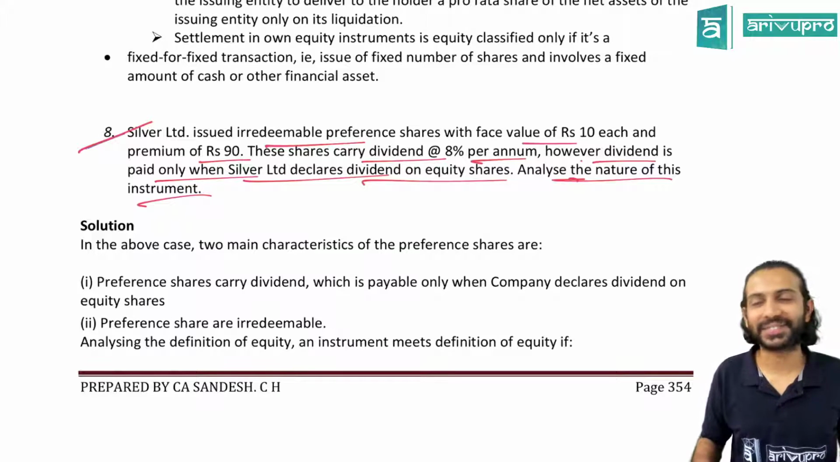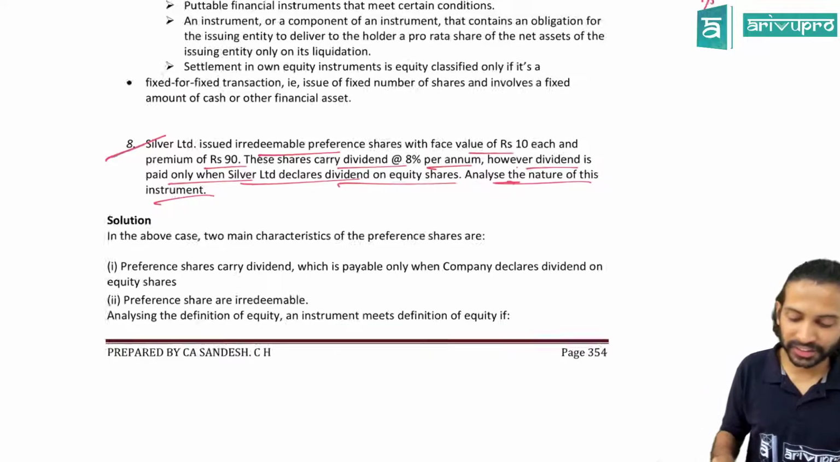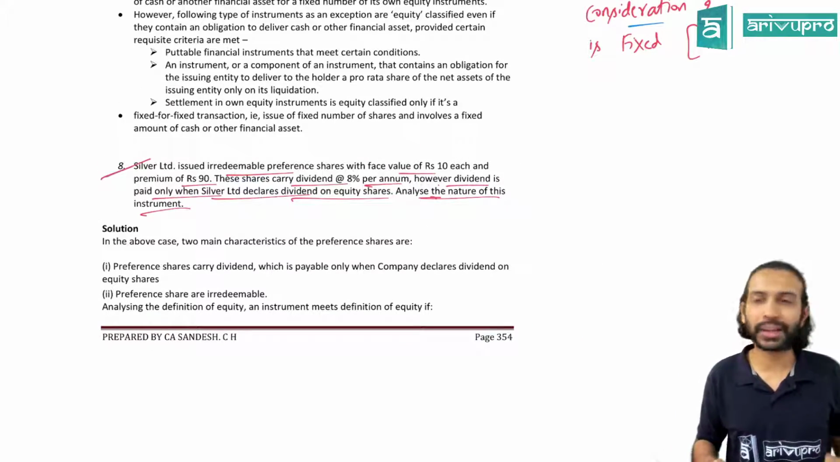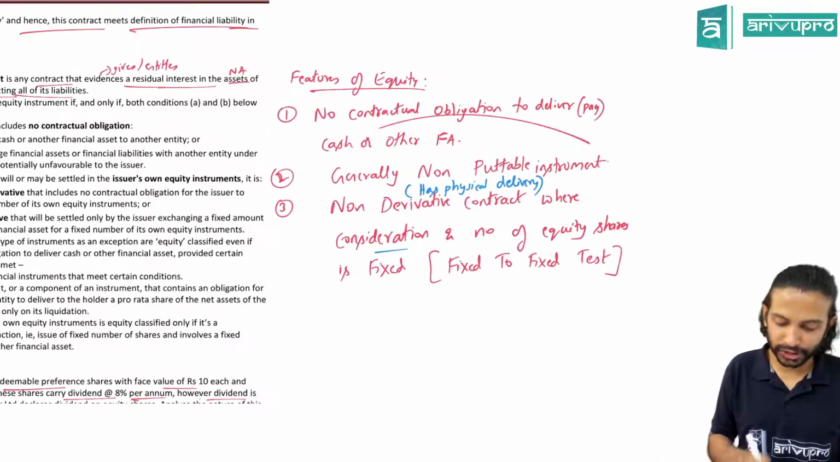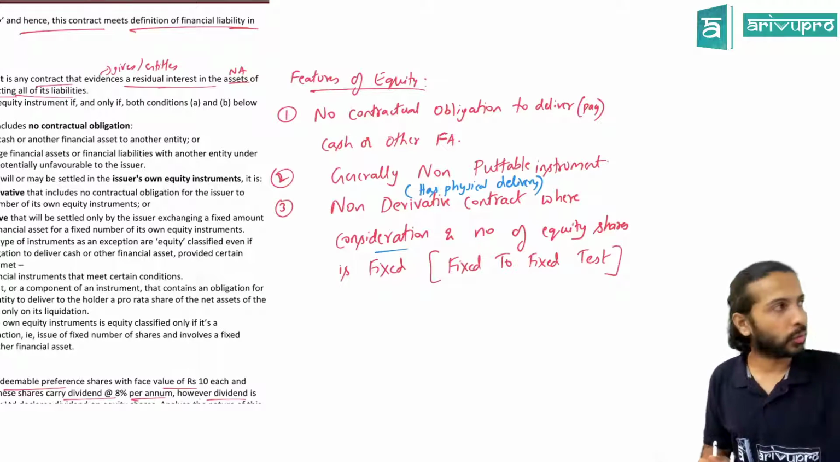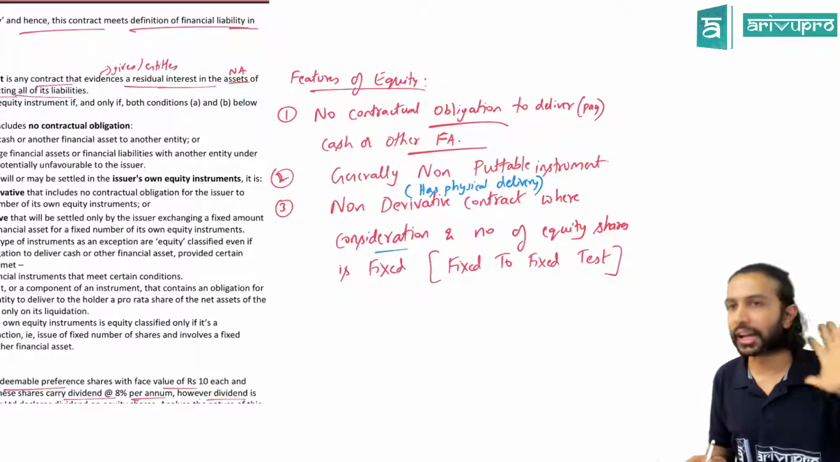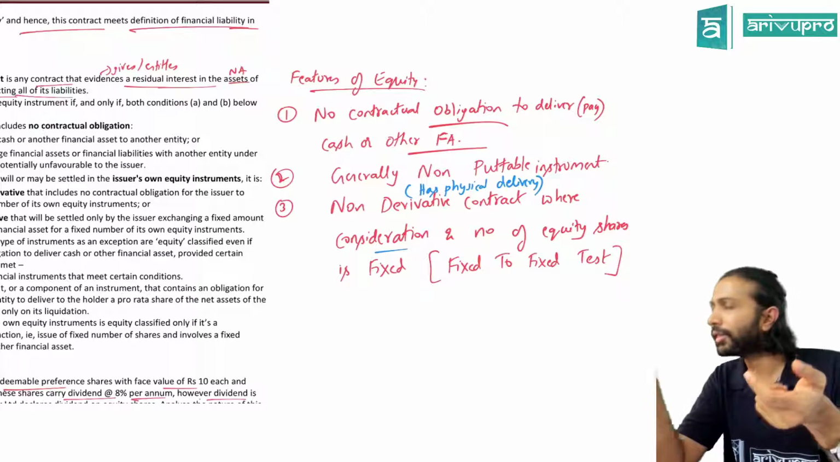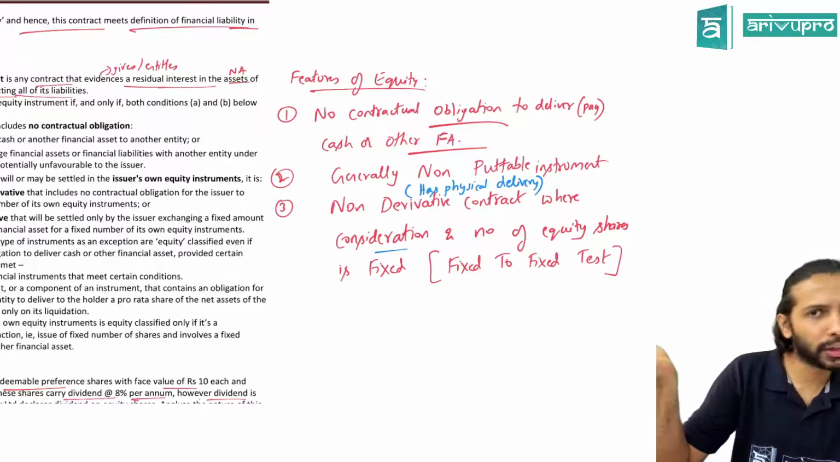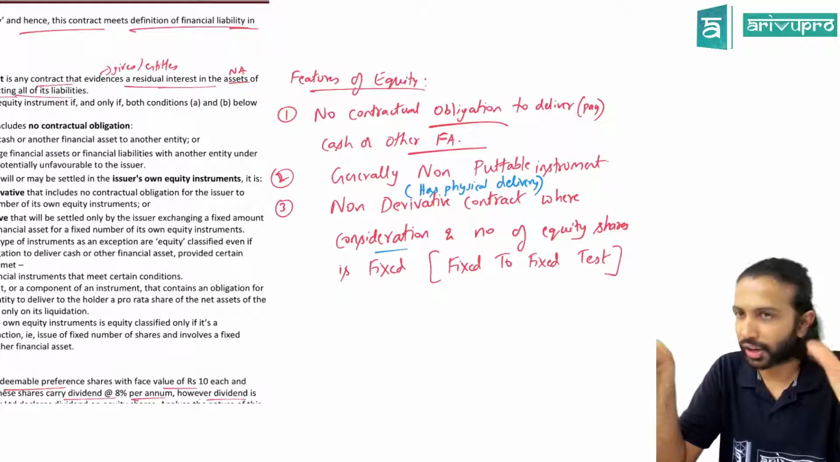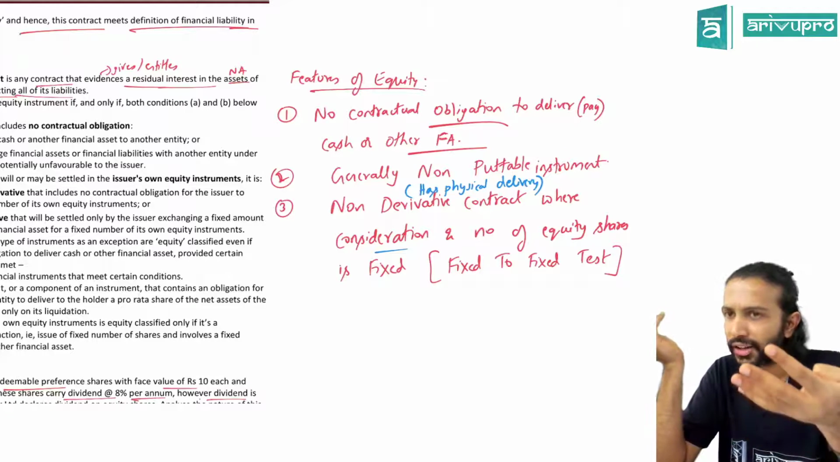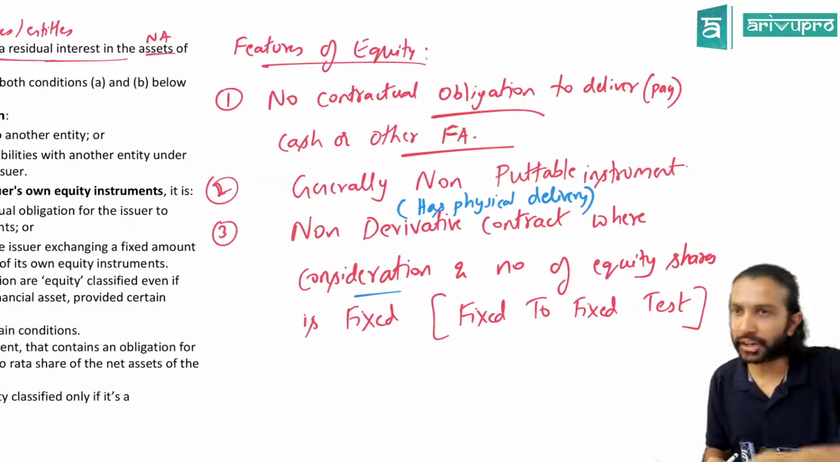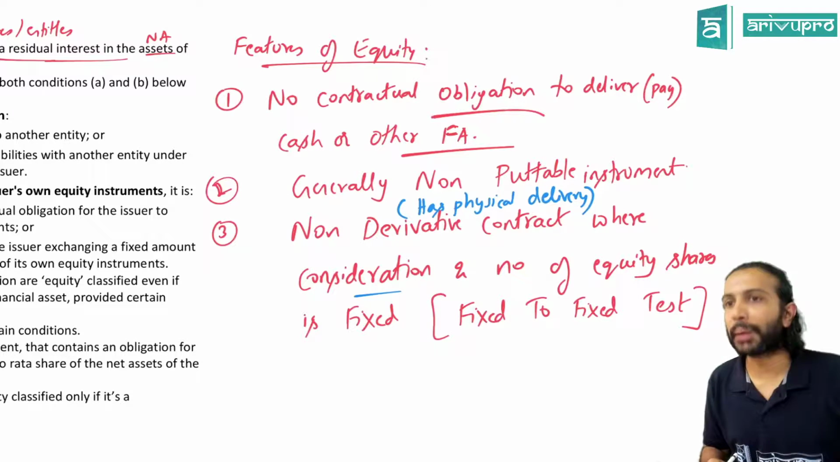But think on these lines. Think on the features I gave. From that perspective, you are right, but I gave you features just for that reason. One, do we have any obligation to deliver cash here? No. Dividend is there, but do we have to pay dividend? If I don't give dividend to equity shareholders, do I have to pay dividend to preference shareholders? No, not necessary. I don't have an obligation to pay dividend, and I don't have an obligation to repay that capital also.